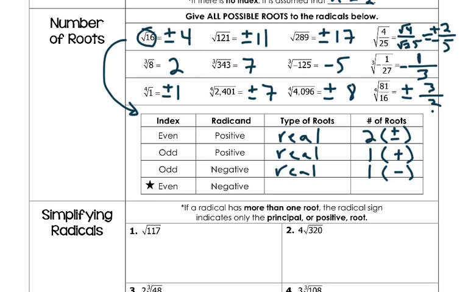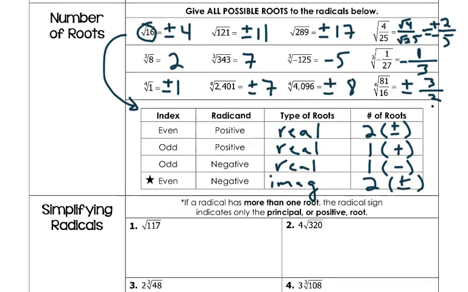And then finally, this one has a star next to it. It's an even negative. This is going to be imaginary, so I'm just going to put IMAG for imaginary. There will be 2 roots, one will be positive and one will be negative. Remember that the i will be in there.